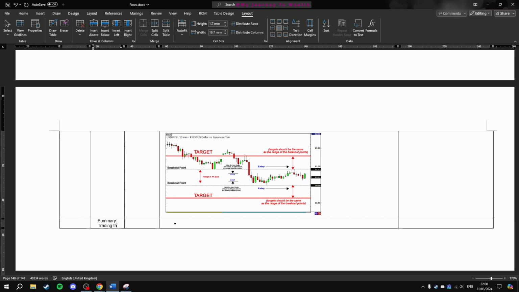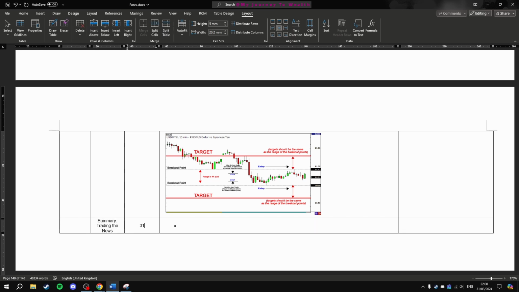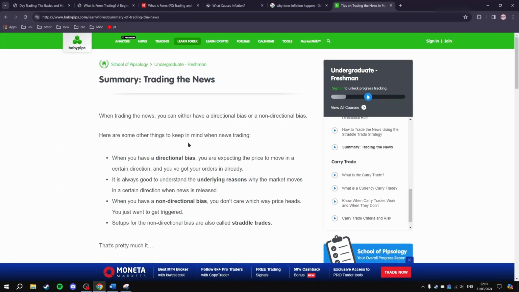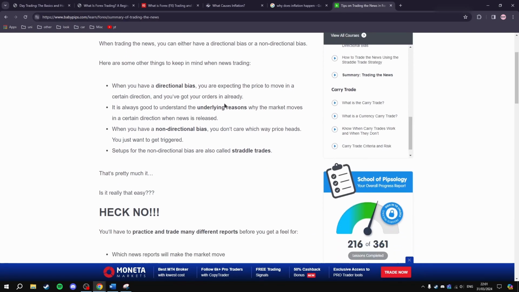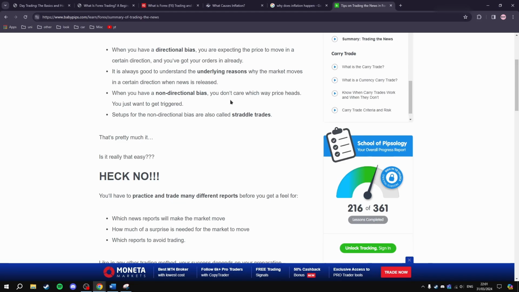Whoa. Trading the news. When trading the news, you can either have a directional bias or non-directional bias. Here are some other things to keep in mind when news trading. When you have a directional bias, you're expecting the price to move in a certain direction and you've got your orders in already. It's always good to understand the underlying reasons why the market moves in a certain direction when news is released.